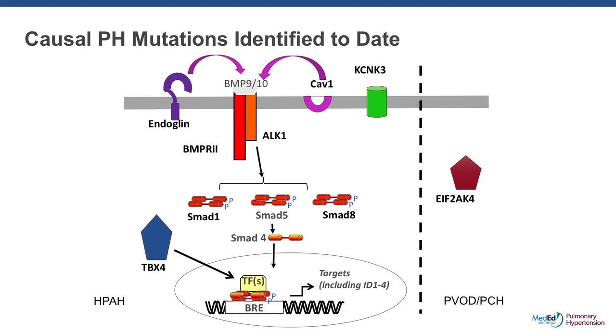One new mutation that was discussed quite extensively this year was the EIF2AK4 mutation, which has been identified to be associated with pulmonary veno-occlusive disease. And frankly, there are probably many other mutations that we haven't identified. We've all seen patients who have a very strong family history in whom we cannot identify a gene. So there are probably more that are going to be found by the time we do another World Symposium.